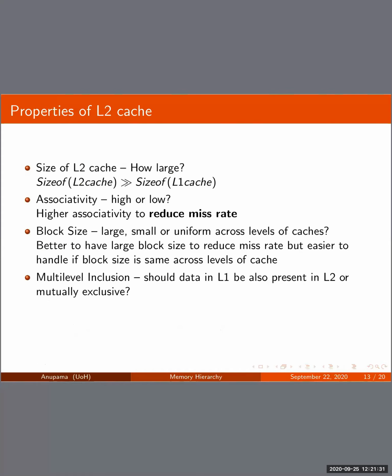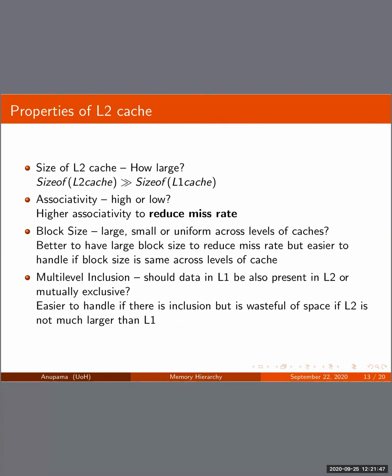Okay, so this is the summary, right? The size of the L2 cache should be much larger, typically because people use inclusion, where all data which is in L1 is also present in L2. Therefore, your size of L2 cache should be much larger than L1. Obviously, higher associativity at the level 2 cache and lower at the level 1 cache, so that you have better hit time at L1 cache and less miss rate at level 2 cache.